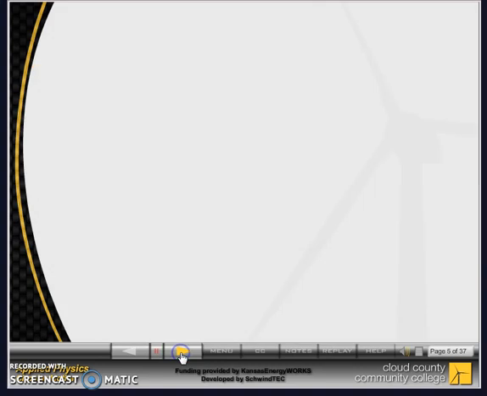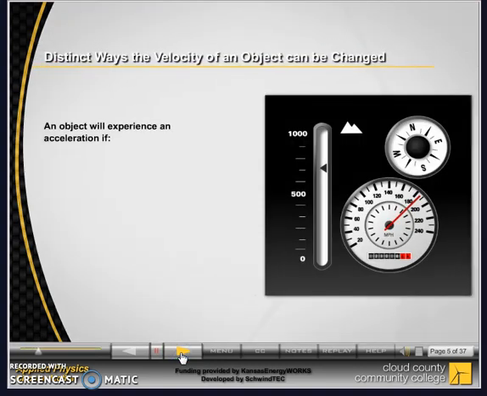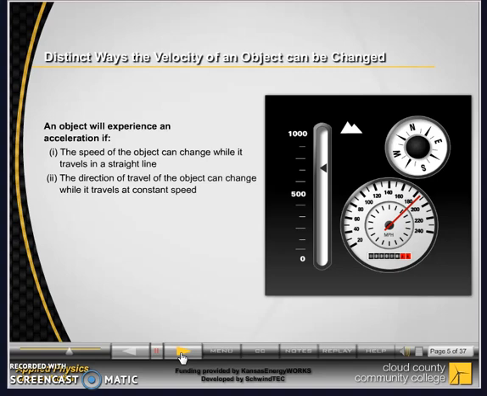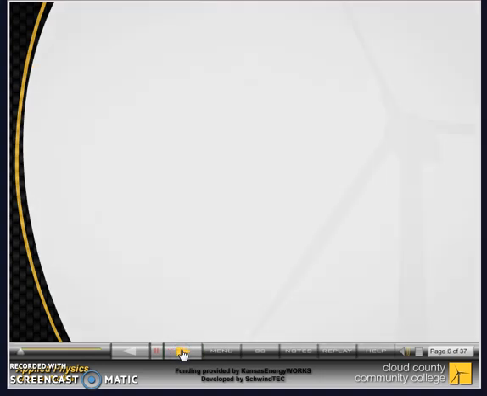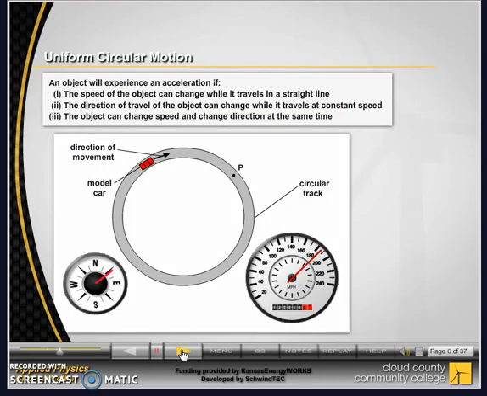An object will therefore experience an acceleration if the speed of the object changes while it travels in a straight line, if the direction of travel of the object changes while it travels at constant speed, or if the object changes speed and direction at the same time. We have examined situations 1 and 3 in some detail and will return to situation 3 in much more detail later in the course. But the focus of this lesson is that of uniform circular motion.